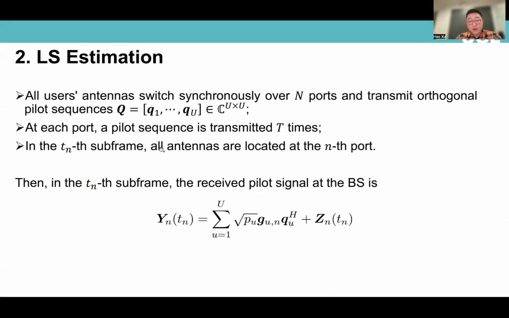A very natural and direct way for channel estimation is the least square estimation scheme. In this scheme, all users' antennas switch synchronously over N ports and transmit orthogonal pilot sequences. At each port, a pilot sequence is transmitted T times. In the T-n-th subframe, all antennas are located at the n-th port. Then, in this subframe, the received pilot signal at the base station is given in this form. The first term is the received pilot signal, and the second term is noise.